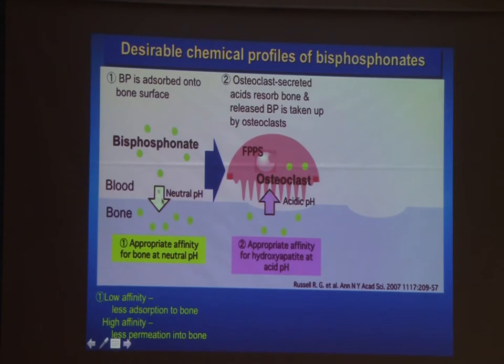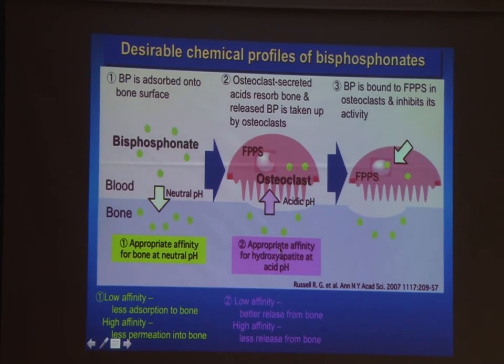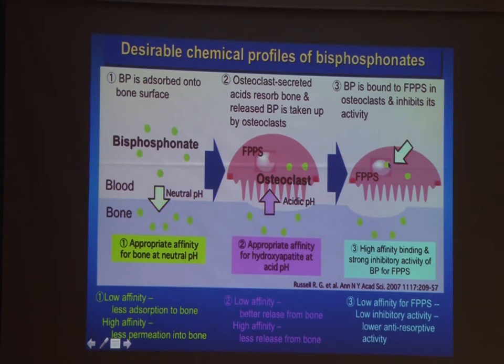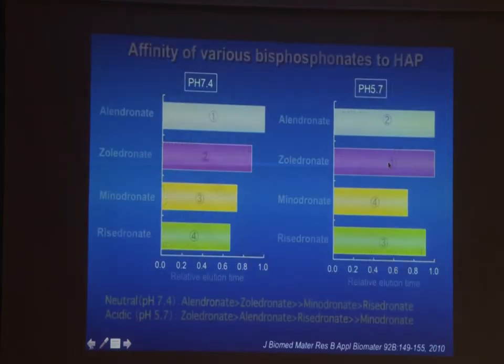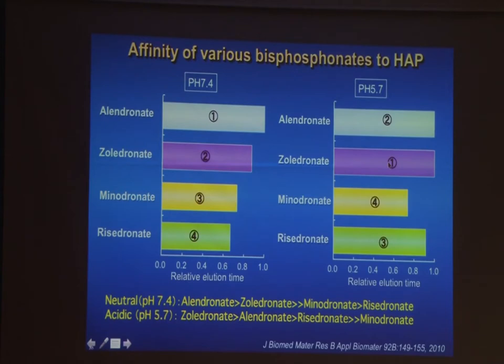This also determines, even though very much bisphosphonate is absorbed to the hydroxyapatite matrix, it cannot be taken up by osteoclast very much if its affinity for hydroxyapatite is too much at the acid pH. So it's the balance of how much bisphosphonate is taken up by osteoclast. After being taken up, the bisphosphonate action can be determined by its affinity for FPP synthase. So all these characters of bisphosphonate define its action and adverse effects, clinical adverse effects.